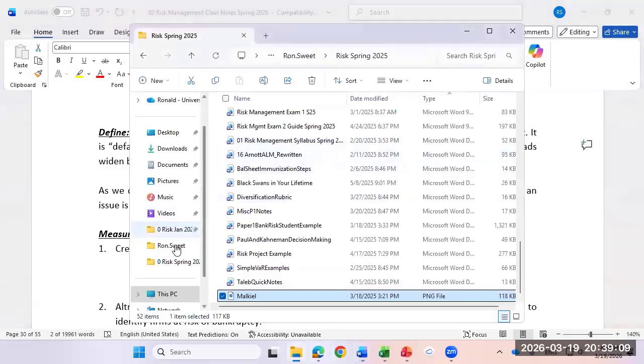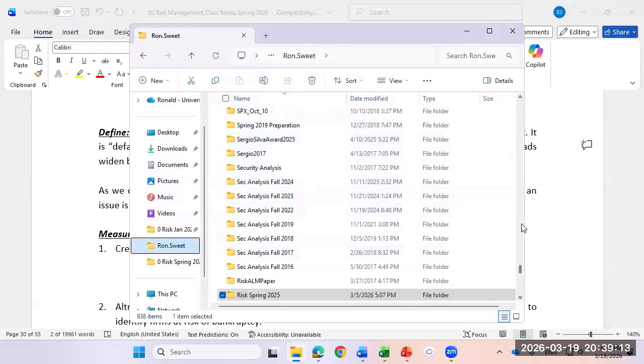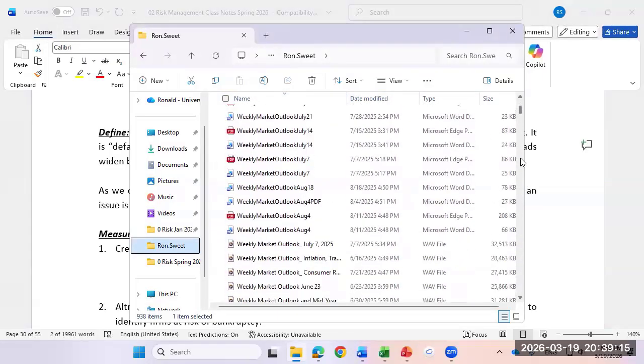If you look at spreads, I should have updated this today, but I think I've updated it pretty recently.